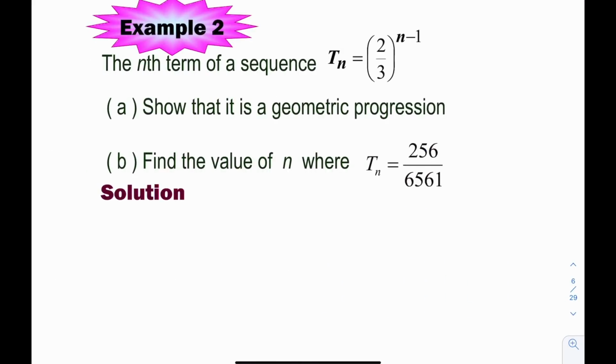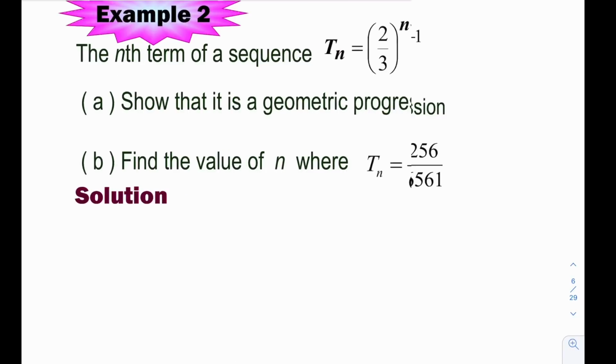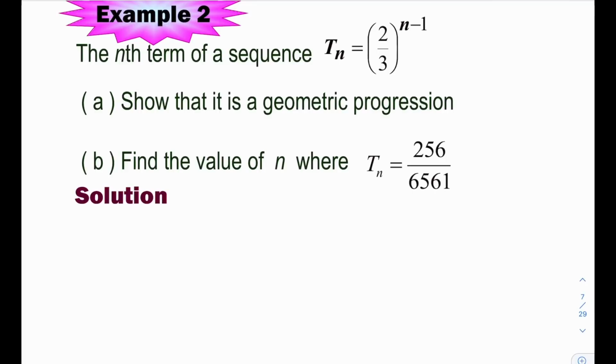Example 2, the nth term of a sequence Tn equals (2/3) to the power of n minus 1. A, show that it is a geometric progression. In order to show a sequence is a geometric progression, you need to show common ratio r is a constant. Recall the formula r equals Tn over Tn minus 1. We already have our Tn, where Tn equals (2/3) to the power of n minus 1.